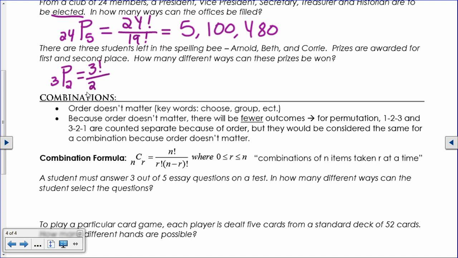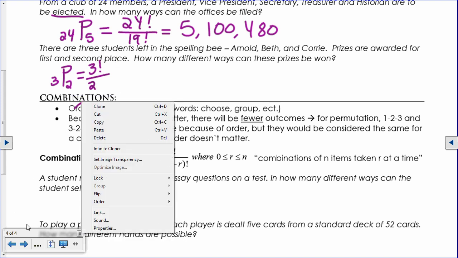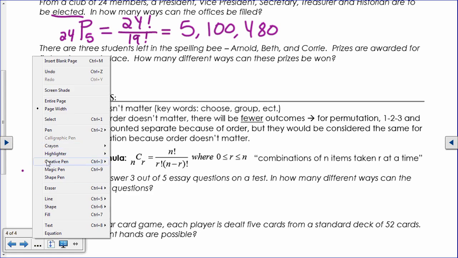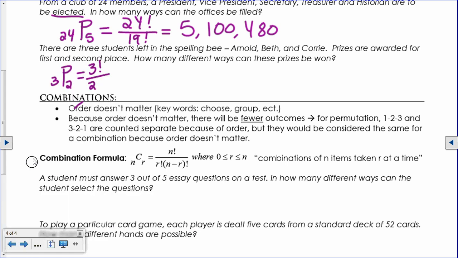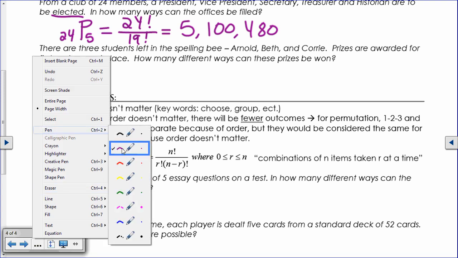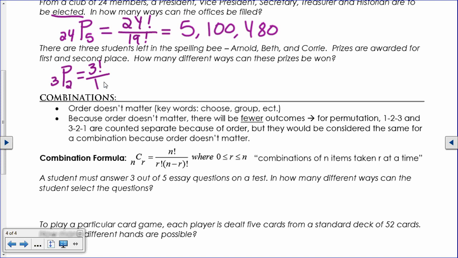3 factorial. Yeah, it's not a 3 with an i. Exclamation point. It's an upside down i, but it's not 2. What would be in the bottom? 1 factorial. Should be 6.